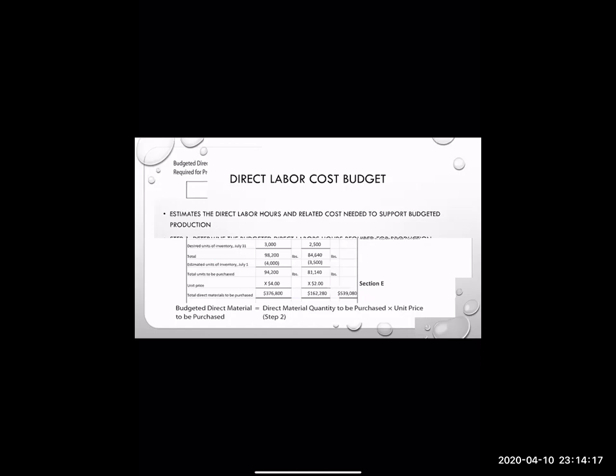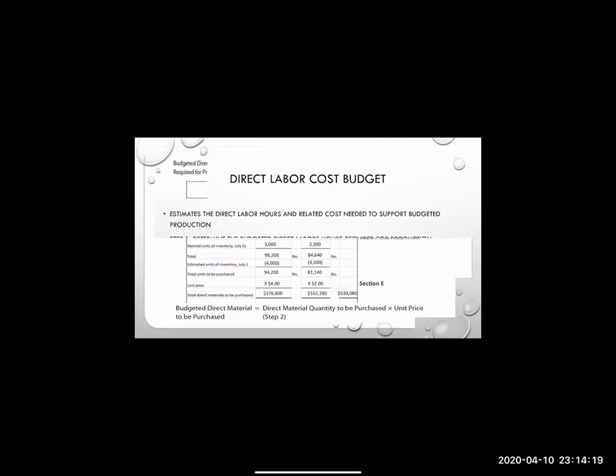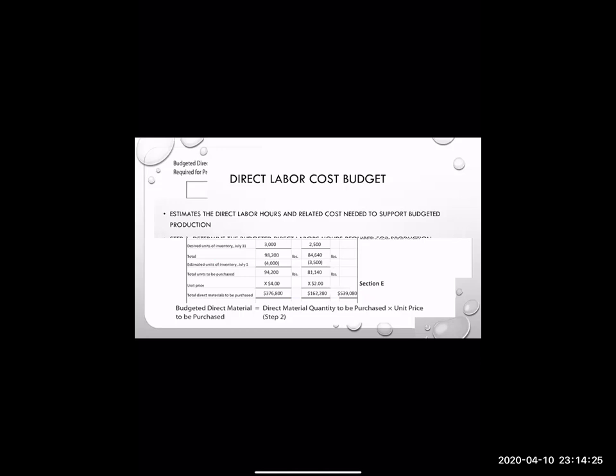Step one is to determine the budgeted direct labor hours required for production. To do so, we have this handy dandy formula: it equals our budgeted production volume, which comes from the production budget, multiplied by our direct labor hours expected per unit. Then step two is to take what we found in step one and multiply it by the hourly rate.